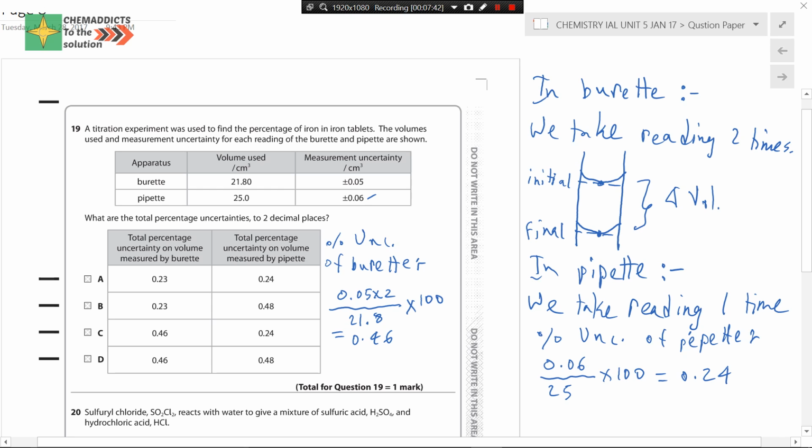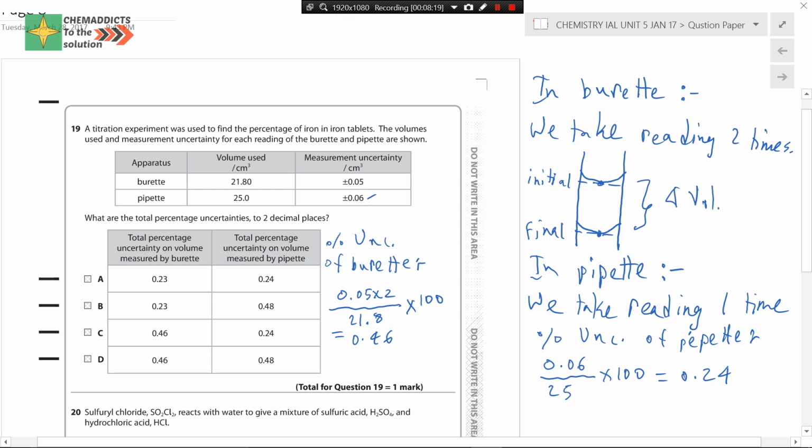So here let us just concentrate on the pipette. How do we transfer liquid by pipette? Suppose the solution is in the volumetric flask. We dip the pipette into the volumetric flask and suck using the suction pump. We take the whole liquid in one go, and there we don't take any reading.